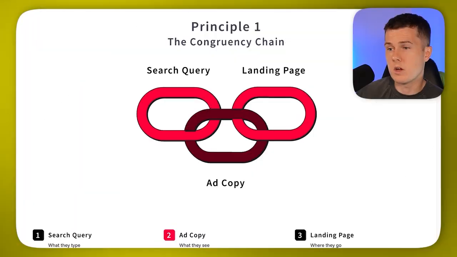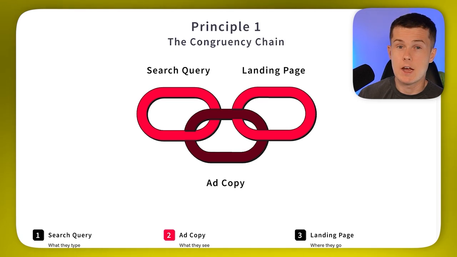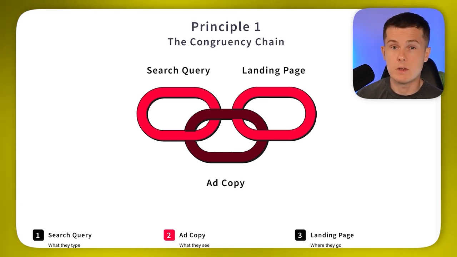The first principle is what we call the congruency chain, and it's absolutely critical to get this right. So think of it like a chain. You're only as strong as your weakest link. So if you break one link in a chain, everything else will break, and the same holds true here. Your entire campaign will fall apart.